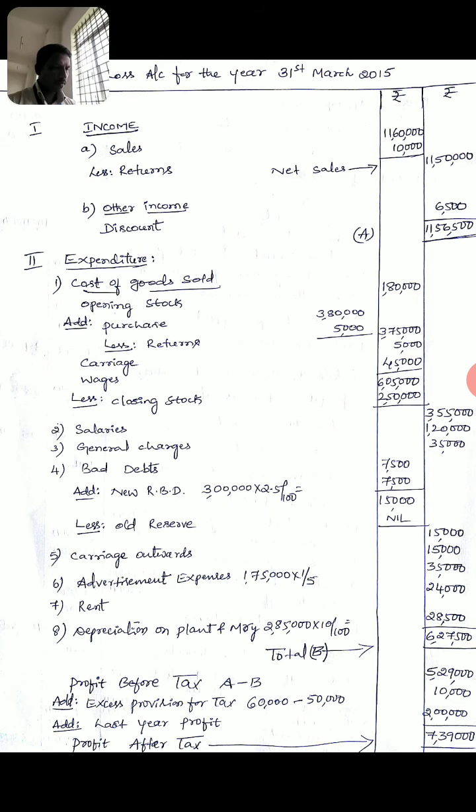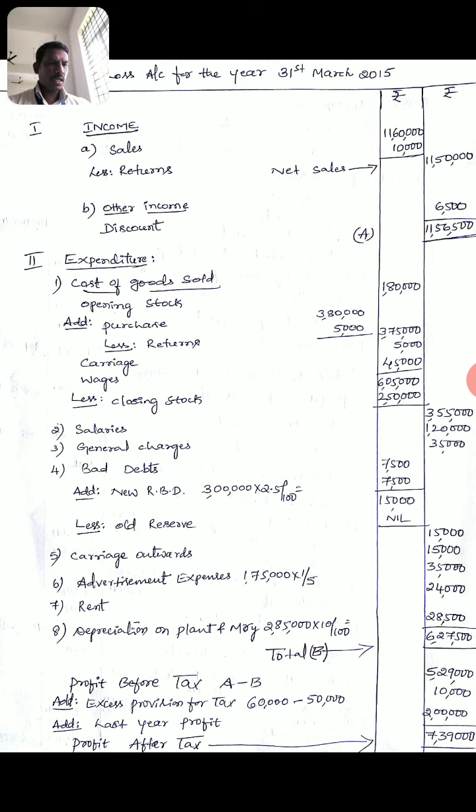From that we are going to deduct the returns. In the problem they have given return inwards of rupees 10,000. Return inwards in the sense when the company made its sales, the customers returned the goods. So the 10,000 will be the returns inwards which is given in the problem. If you deduct 10,000 from 11,60,000, the net sales will be 11,50,000. That should be taken under the outer column of the profit and loss account.